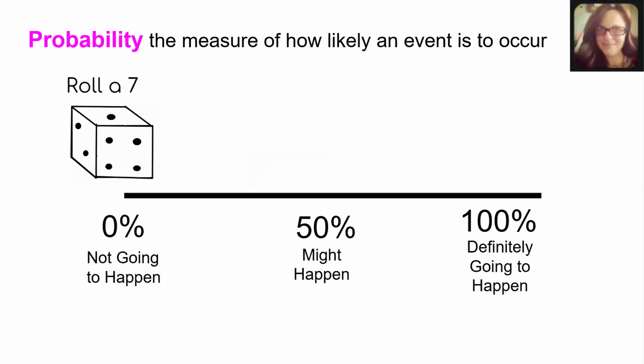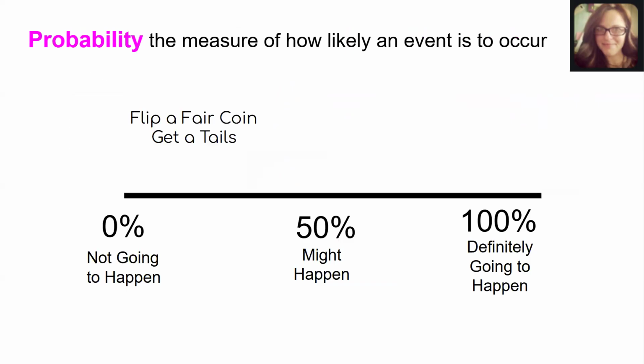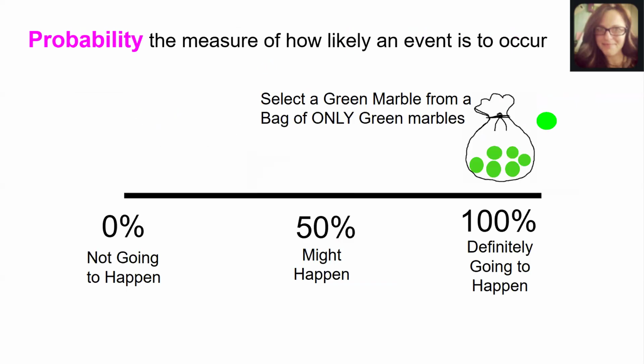Probability is the measure of how likely an event is to occur. From 0% chance, never going to happen. For example, rolling a 7 on a fair six-sided die is never going to happen. To a 50% chance, might happen. To a 100% chance, definitely going to happen.